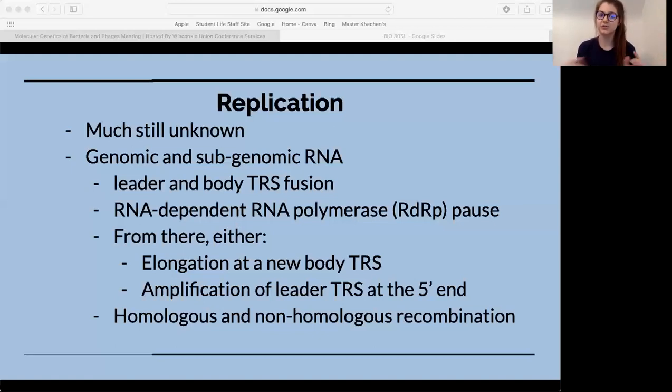So because of this strand jumping, it has a couple options where this RNA polymerase can go. Both homologous and non-homologous recombination are possible. And this can lead then to greater viral diversity and then obviously possible viral evolution from this fact.